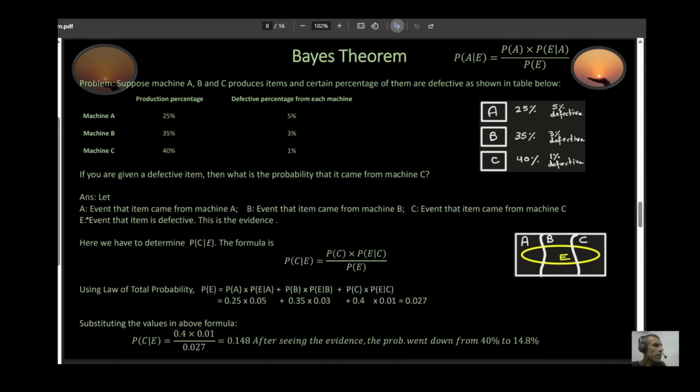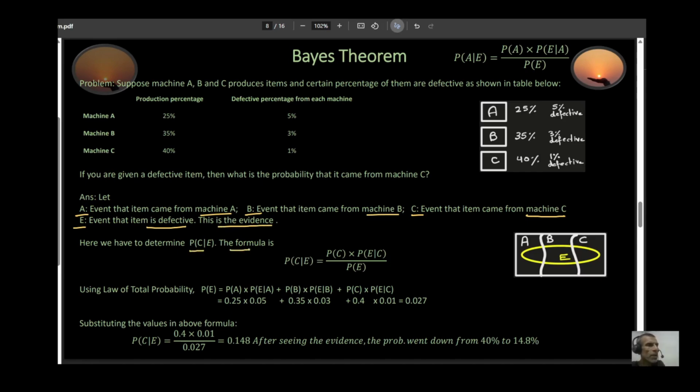Now let A be the event that the item came from machine A, B be the event that the item came from machine B, and C be the event that the item came from machine C. Also, let E be the event that the item is defective. So this is my evidence right here. Here we have to determine the probability that the item came from C given that it was defective.